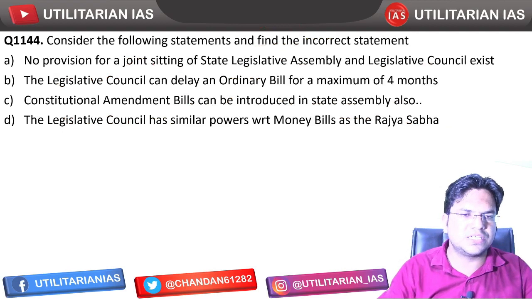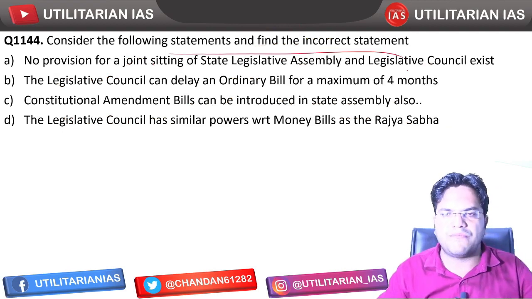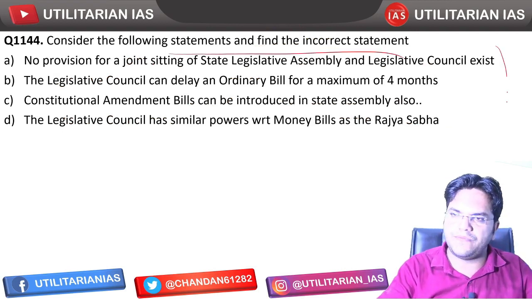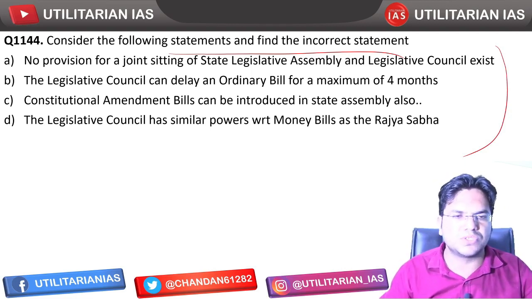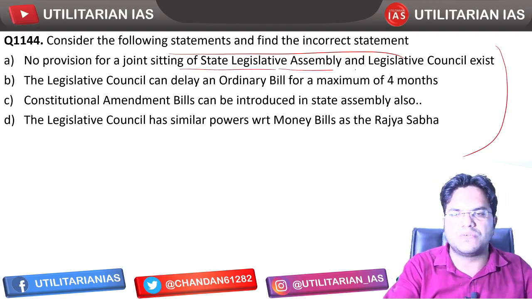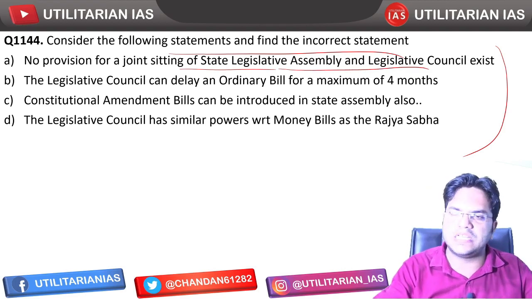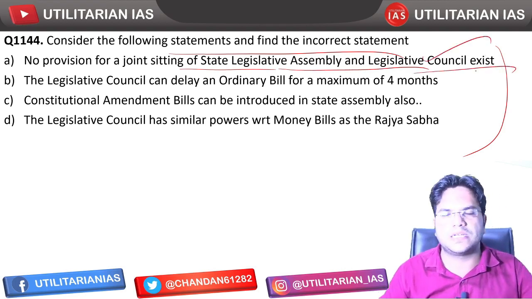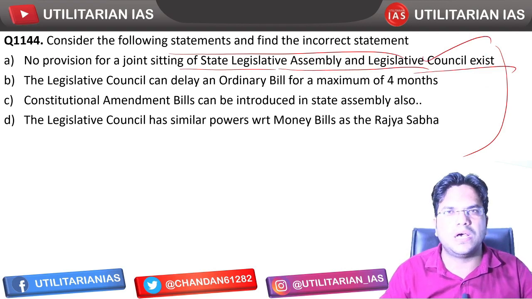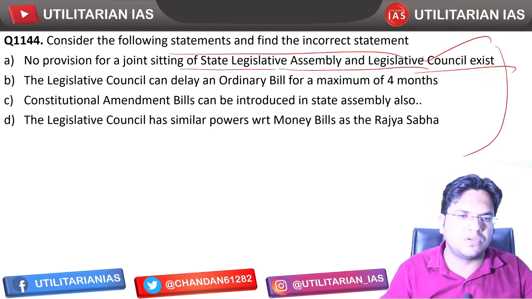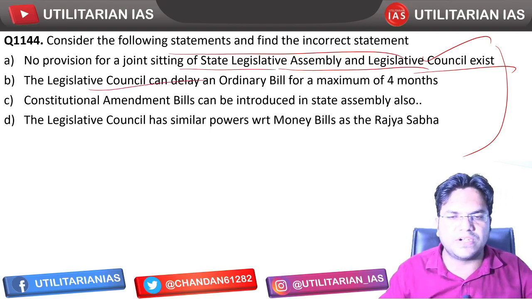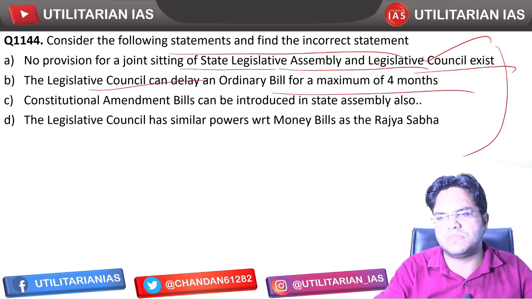Next question: consider the following statements and find the incorrect statement. Four statements have been given and we have to tell the incorrect one, again like the previous question. We have no provision for joint sitting of the state legislative assembly and legislative council. Yes, that's correct. Joint sitting can be between Rajya Sabha and Lok Sabha only, right? So it's not between the legislative council and legislative assembly. The legislative council can delay an ordinary bill for a maximum, that's correct.